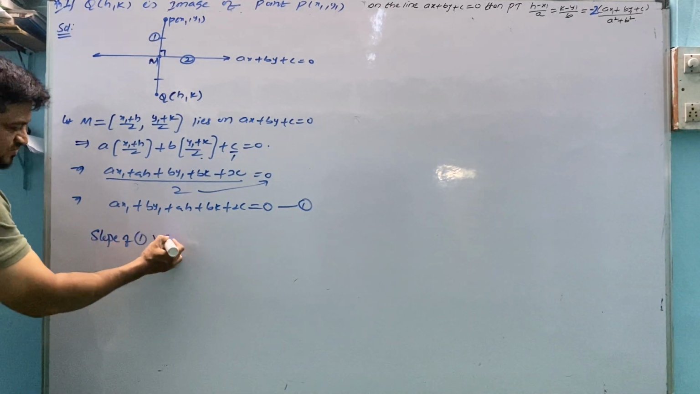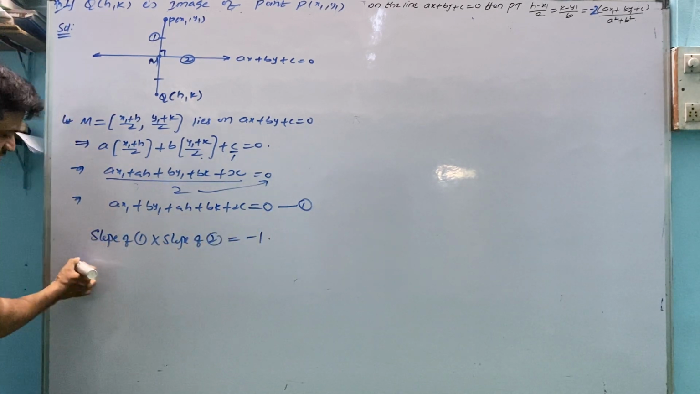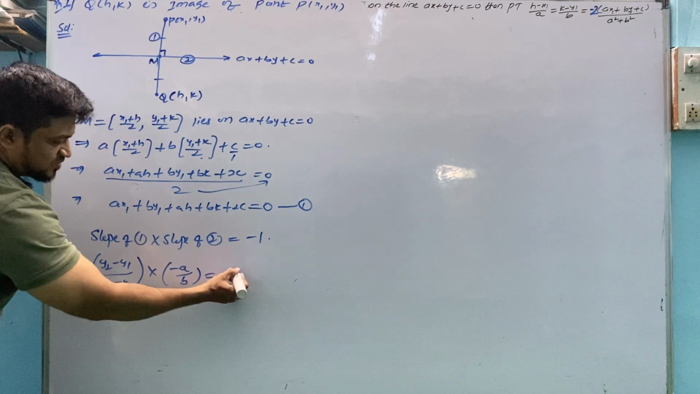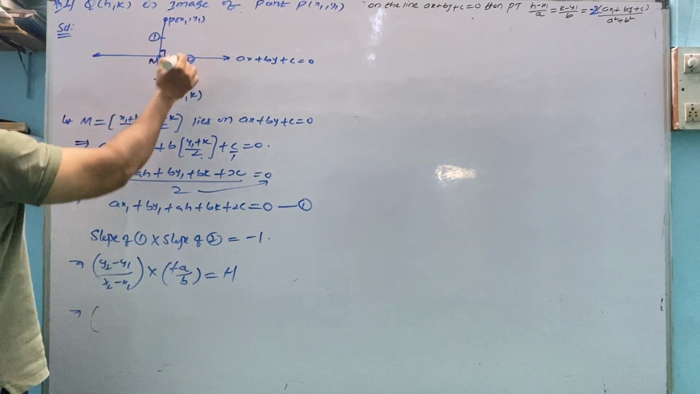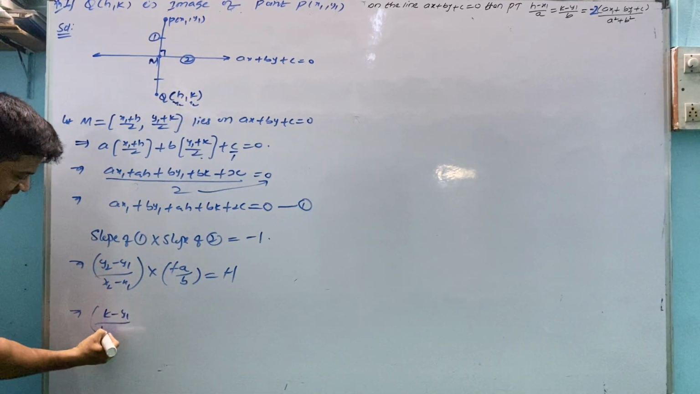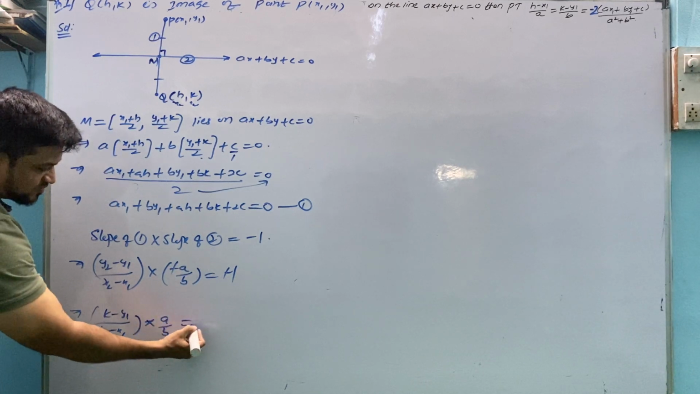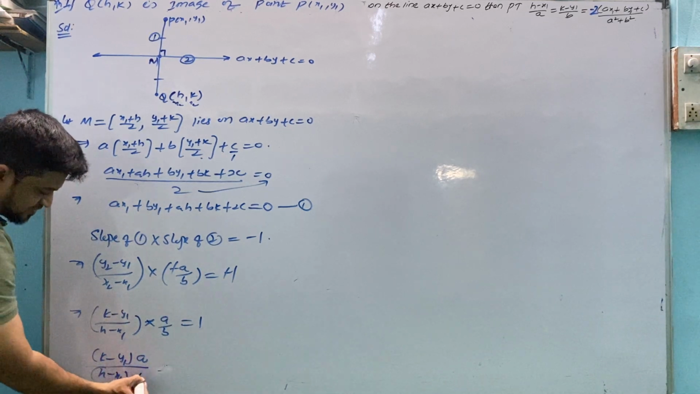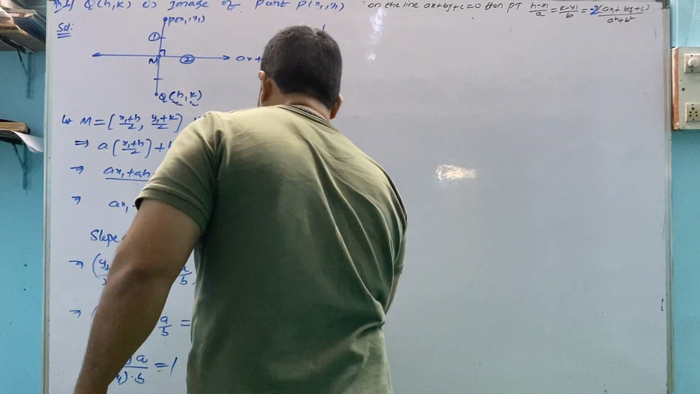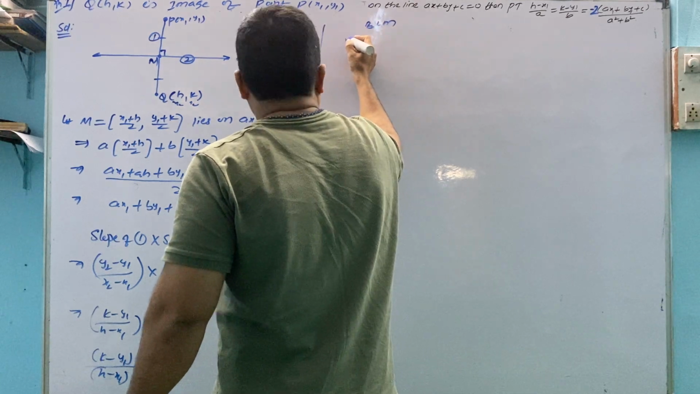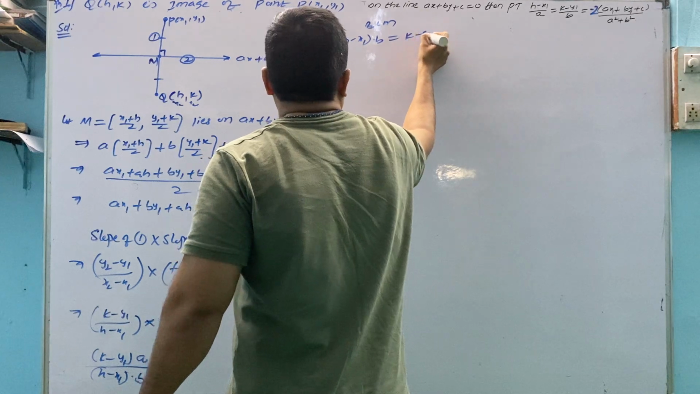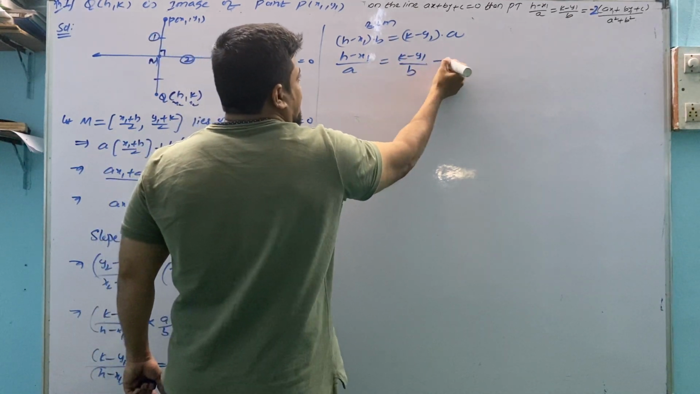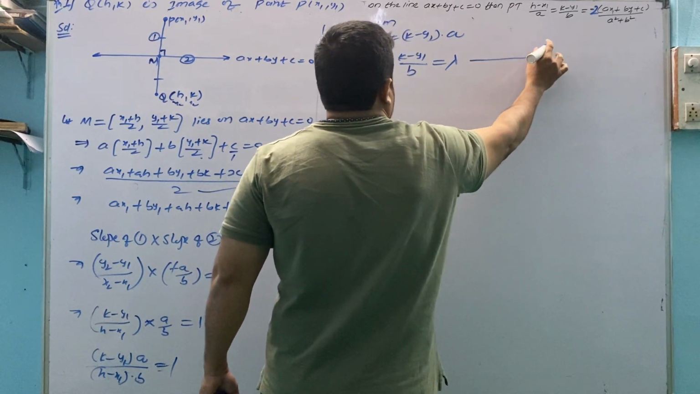Slope of 1 into slope of 2 equals minus 1. Slope of line 1 is y2 minus y1 by x2 minus x1, into slope of line 2, which is minus a by b, equals minus 1. Minus cancelled. Y2 is k, so k minus y1 by h minus x1 into a by b equals 1. By cross multiplication, h minus x1 into b equals k minus y1 into a. So h minus x1 by a equals k minus y1 by b equals lambda. Let it be equation number 2.